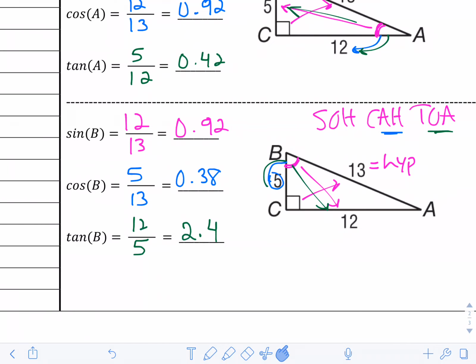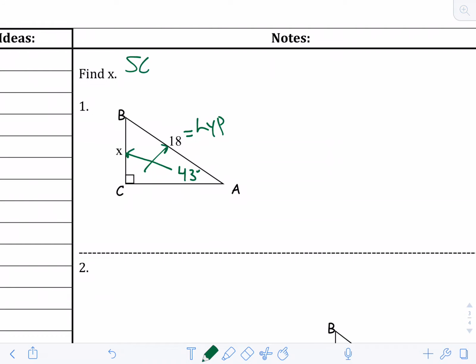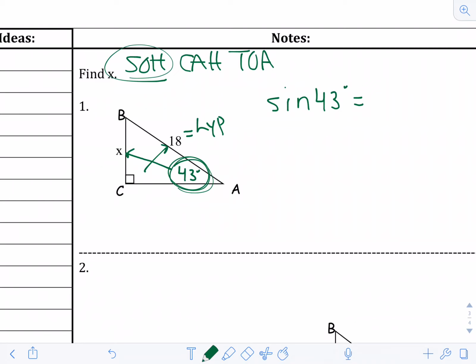Okay. So now what we're going to do is 3 examples for each one. First thing I need you to do, though, is write 43 degrees in here because it's not in there. So first thing we're going to do is find x. Okay, so looking at 43, you have opposite and you have your hypotenuse right here. So looking at SOHCAHTOA, you want to decide which one has opposite and the hypotenuse. So opposite and hypotenuse would be the SO part. So that means we're going to do sine of whatever angle we have in here, which is 43 degrees, is equal to opposite, which is x, over your hypotenuse, which is 18.